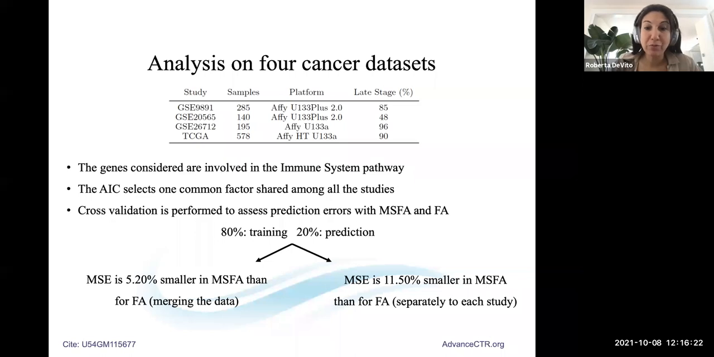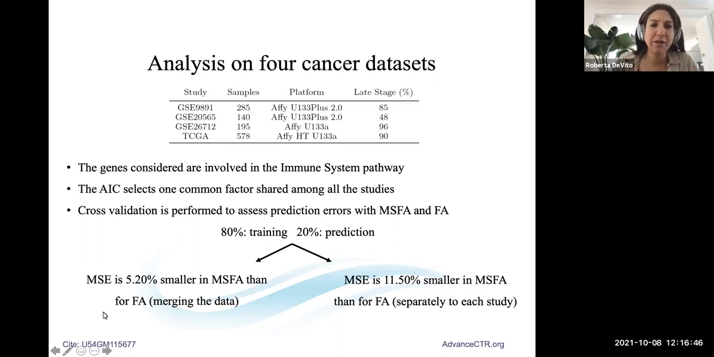And we compare the multi-study factor model with factor analysis to see how much we are gaining or how much we are losing. The factor analysis is performed in two different ways. One way is to stack all the data into one, as I showed you at the beginning. The second is performing factor analysis separately on each study.